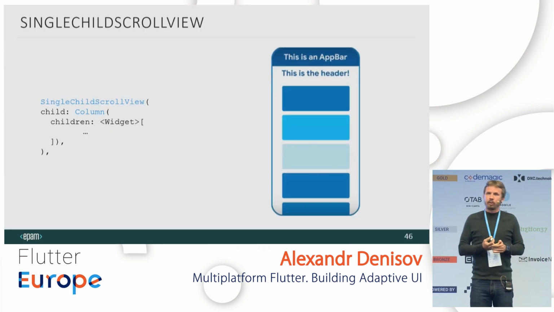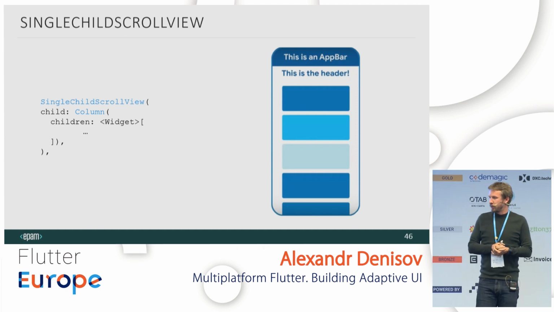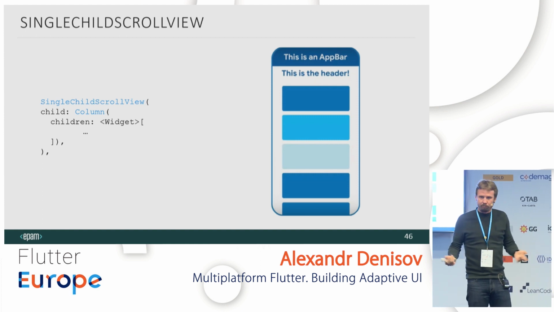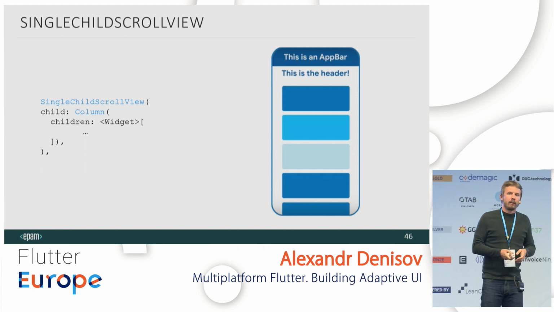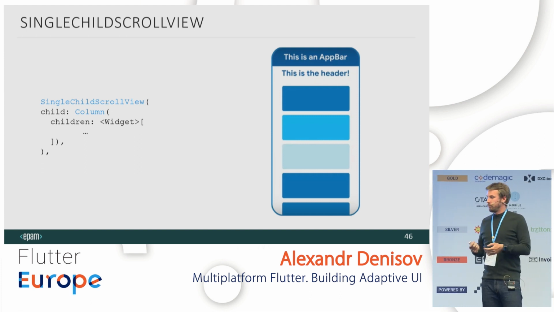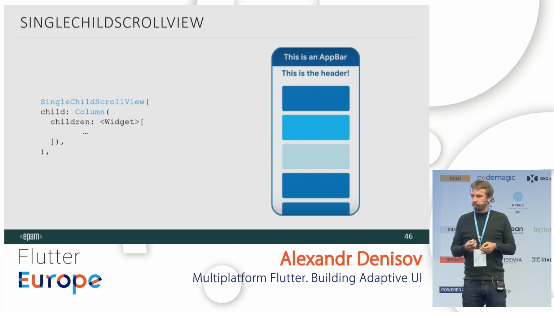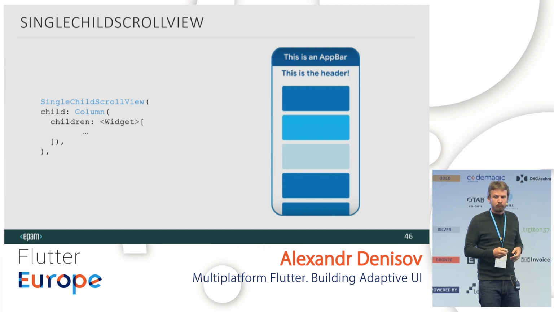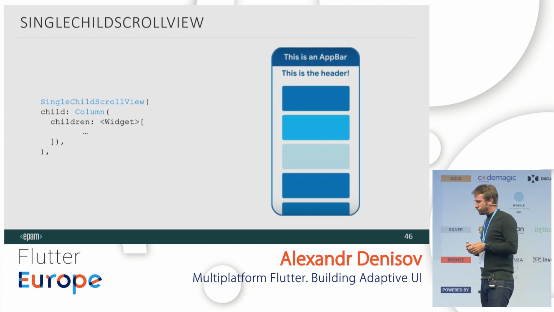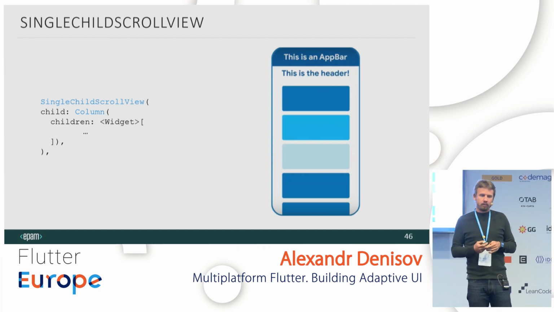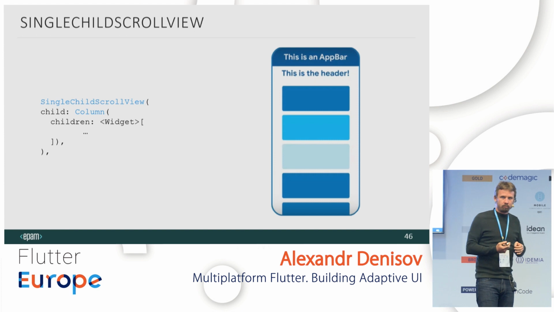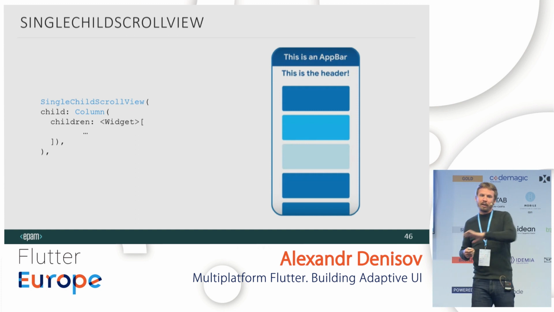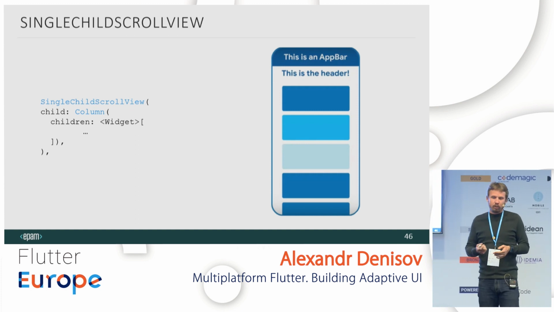First, SingleChildScrollView. This is a box in which your widget can be scrolled. Short description. For example, if you're afraid that your widget will not have enough space on the screen, that the screen is too narrow or too short, you don't need to fit your widget to the screen. You can just put it inside SingleChildScrollView, and when your widget goes beyond the screen, it can be scrolled.